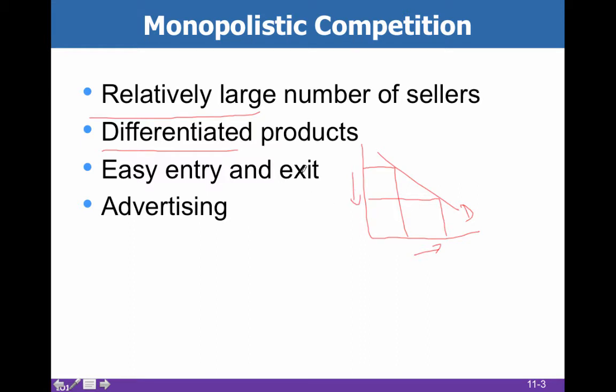An easy entry and exit, but not free, right? So there's some cost, so that'll slow things down, but you can still get in and out. And then there's going to be advertising, which is going to have an impact on our cost curve. So we've got average total cost, and if we've got advertising, then we're going to have to be somewhere not at minimum average total cost, okay?